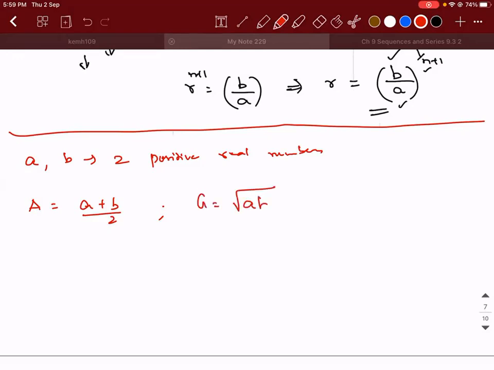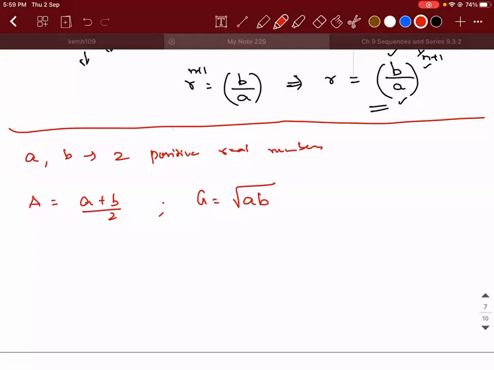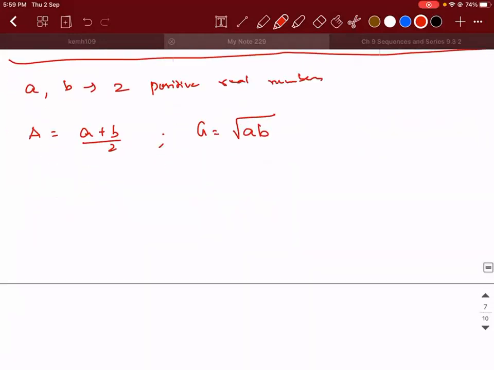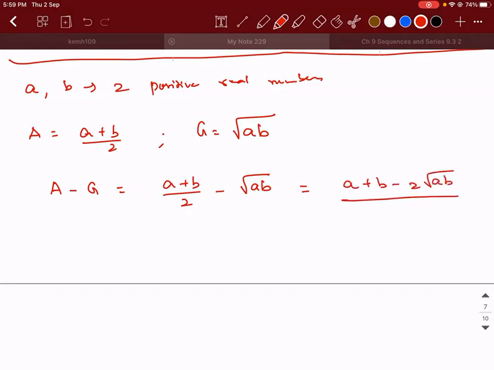It is root of AB. Okay. So if I perform the operation of arithmetic mean minus geometric mean, then what will I get? I will get (A plus B) by 2 minus root AB. Correct? So what will be the LCM? (A plus B minus 2 times root AB), the whole divided by 2. Am I clear?